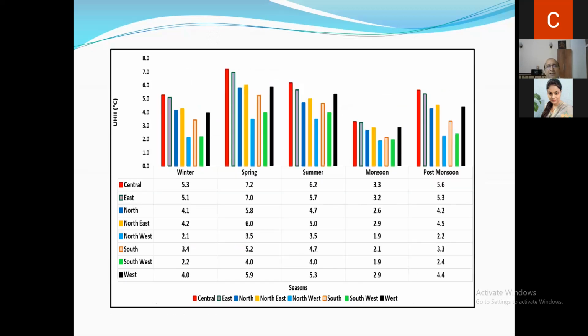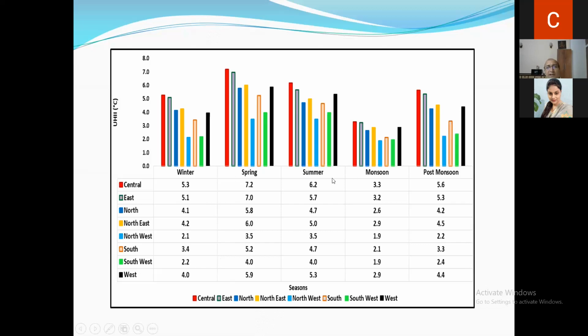And then we computed the urban heat island intensity for various districts of Delhi. That is, in this, what we did, that we extracted the land surface temperature of a particular district, and we compared it with the land surface temperature of the surrounding rural areas, the average land surface temperature of the surrounding rural areas.